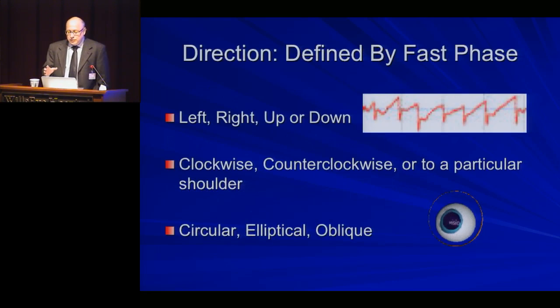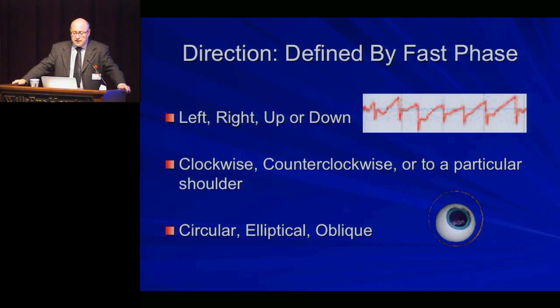By convention, we call the direction of the nystagmus the fast phase, even though the problem is the slow phase. The fast phase is a correction that the brain does, but we define it, if it's fast to the right, it's right beating. So here's, let's say this is a vertical tracing. You see that there's slow up, fast down, okay? And so that would be downbeating nystagmus. So it's left, right, up, or down.